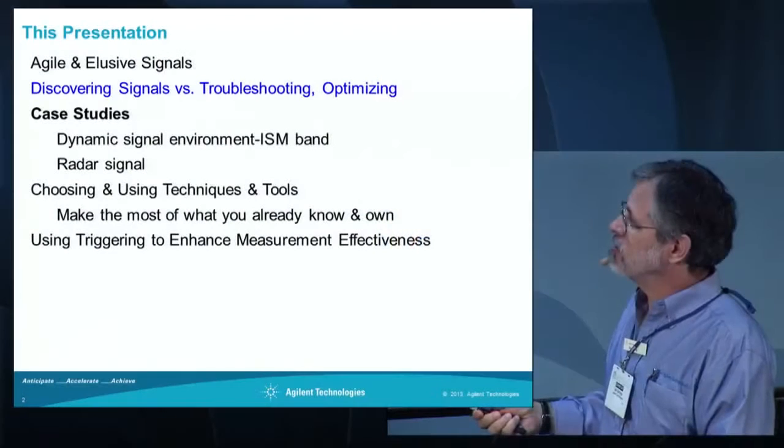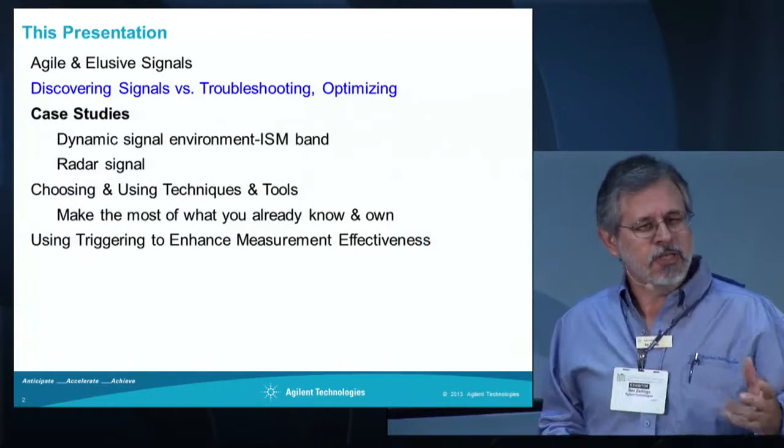So this morning, we're going to be talking about measuring Agile and Elusive signals, and since we have a fairly narrow time slot, and I don't want to be late, I'll get this directly underway. So the presentation this morning is a summary version of some longer material that's now available in an app note, but we're going to focus on Agile and Elusive signals.